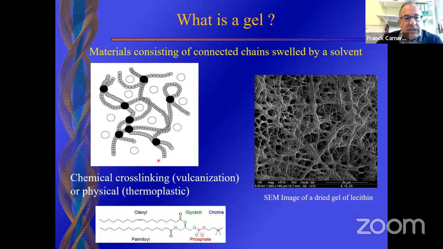If the cross-linking is made by strong covalent bonds, you speak about chemical gels, and you have the example of vulcanization for some polymers, or you can speak about physical gels, and here you have weaker interactions between the chains.